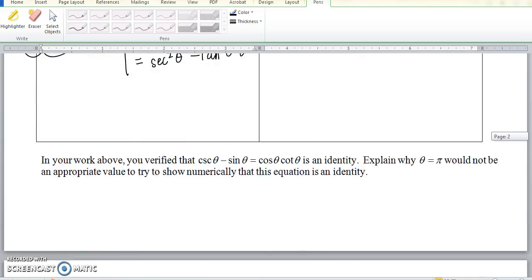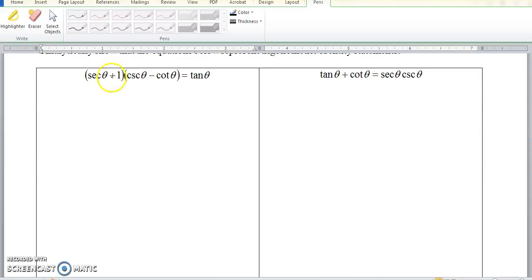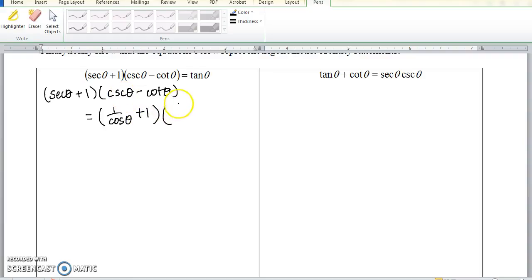All right, we've got a few more. All right, next one. Secant of theta plus 1 times cosecant of theta minus cotangent theta. Start out just the way we have before. I'll rewrite it this time. All right, so secant of theta, 1 over cosine, plus 1. And then times cosecant, which is 1 over sine of theta, minus cotangent, which is cosine over sine of theta.